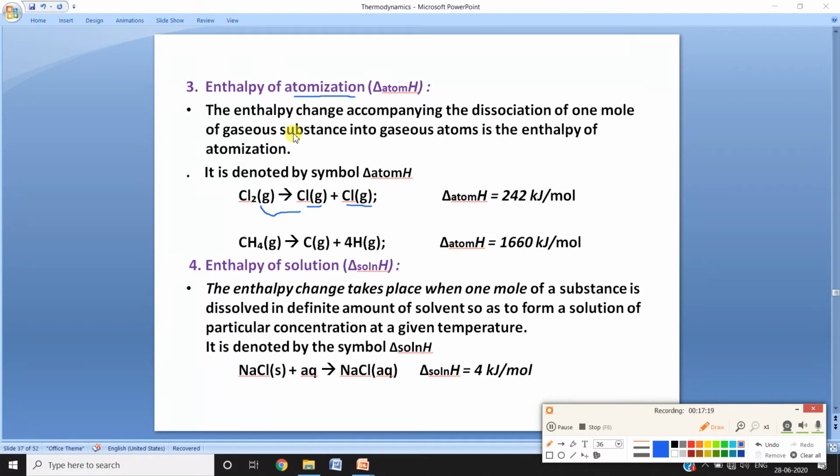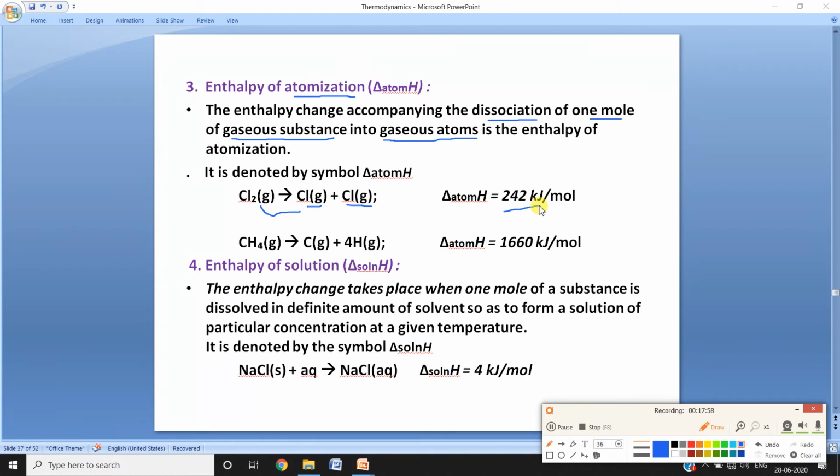So how to define the enthalpy of atomization? The enthalpy change accompanying the dissociation of 1 mole of gaseous substance into gaseous atoms is the enthalpy of atomization. Now see, this one is your gaseous substance. When it dissociates, when it breaks, it will convert into atoms Cl and Cl. So this is called enthalpy of atomization.